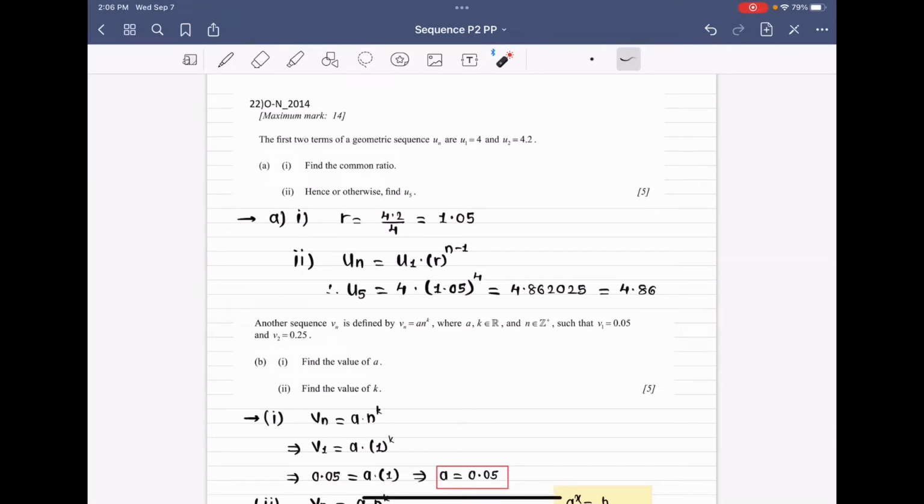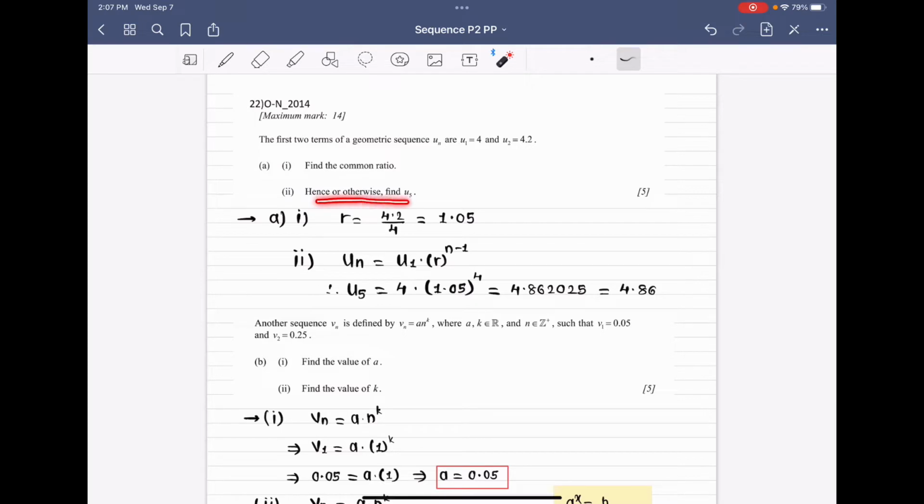October, November 2014, maximum mark 14. This is a Section B Paper 2 type of question. The first two terms of a geometric sequence Un are u1 is equal to 4 and u2 is equal to 4.2. Find the common ratio. They have given two consecutive terms. So 4.2 divided by 4, because it's a geometric sequence, which is equal to 1.05.